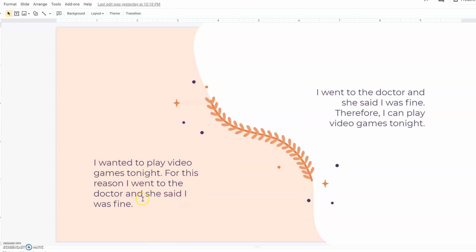So here, let's look how that changes when I say, I wanted to play video games tonight. For this reason, I went to the doctor and she said I was fine. Here, where is the effect? Good, it flips, right? I went to the doctor and she said I was fine. For this reason, I went. That's what you did because you wanted to play video games tonight. By changing just a few words, you completely flip the meaning of what you said, right?